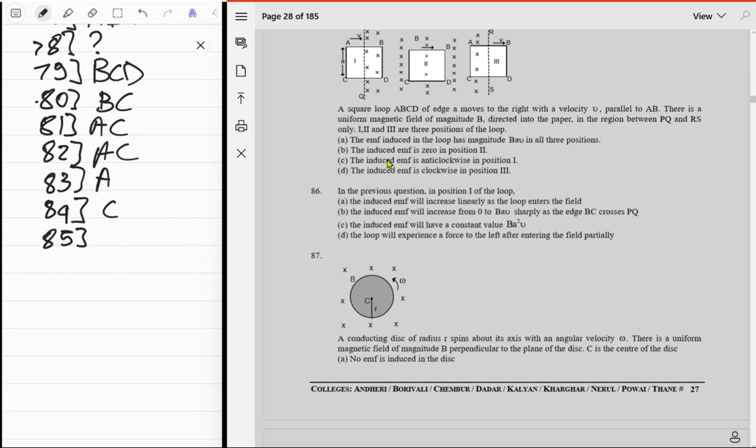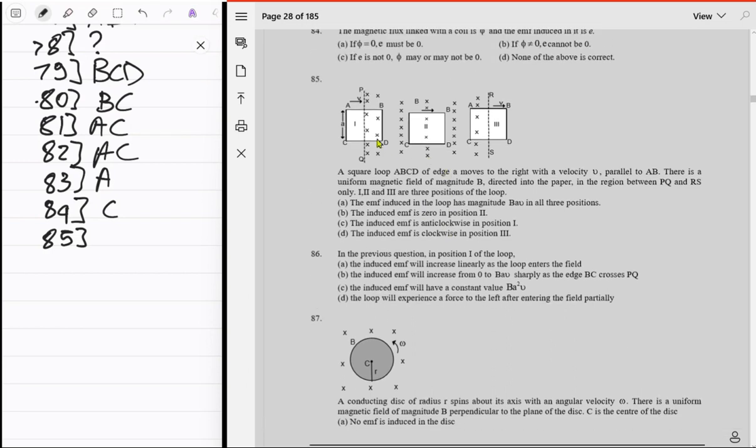The induced EMF is 0 in position 2. Yes, the induced EMF is clockwise in position 1. It's clockwise in position... what? Anti-clockwise. So magnetic field कहाँ पे जा रही है? It's going into the plane, right? Right, into the paper. Okay, cool. तो तुम ये increase कर रहे हो. So it is in fact anti-clockwise in the first case. Okay, so anti-clockwise in position 1, yes, and it is clockwise in position 3. So C is correct, D is correct.